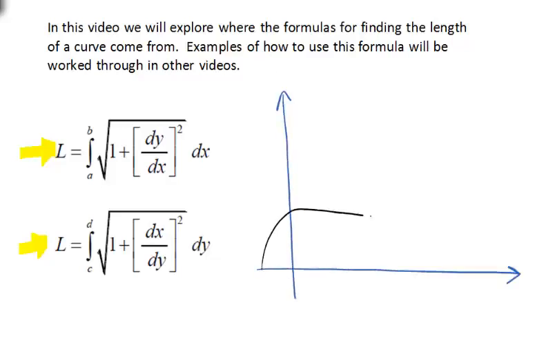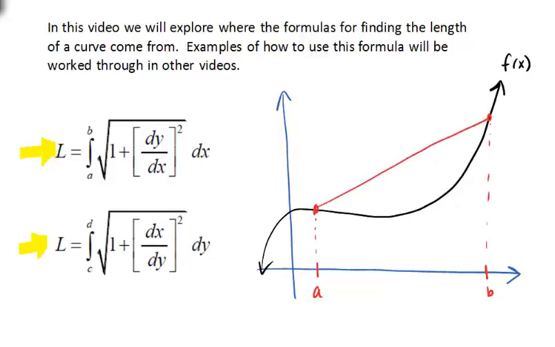Let's look at a curve that is defined in terms of x. And we're going to look at that curve from A to B. Now, if I connect these two endpoints, I can draw a triangle. And that right triangle is determined by the Pythagorean theorem.